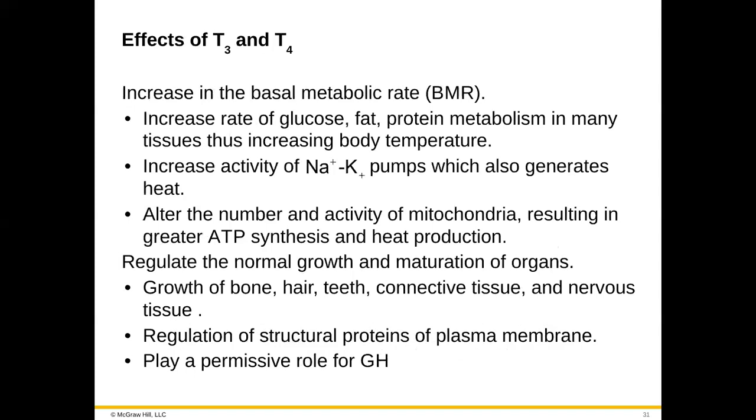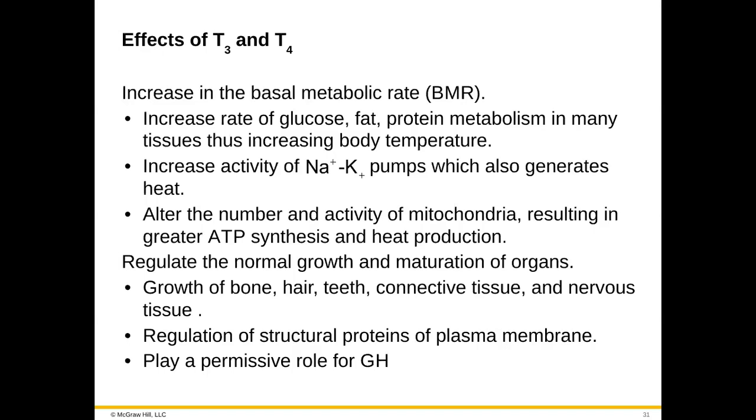Why do we care about T3 and T4? Because it has many effects on metabolism throughout the body in growth. So it can increase our basal metabolic rate. So this can increase the rate of glucose and the fat and the protein metabolism in tissues, thus increasing body temperature.